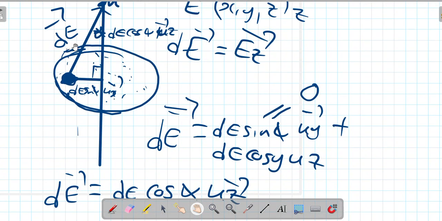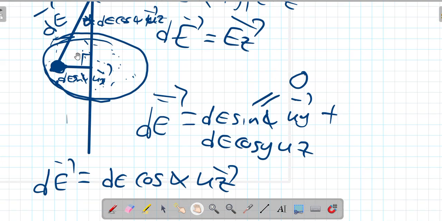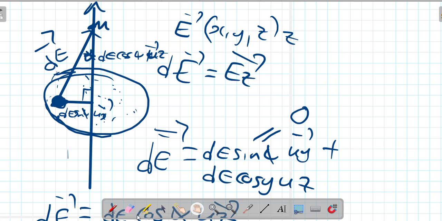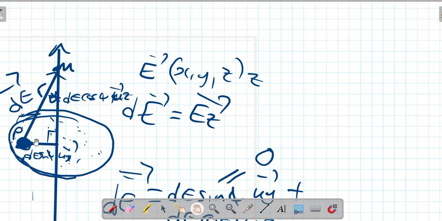So what would be dE? This is a vector, so dE is the magnitude part, the electrostatic field. How do you define the electrostatic field? Let's imagine this distance is r, the distance from this point, let's say PM. How do you calculate dE, the electrostatic field, that I just introduced to you?